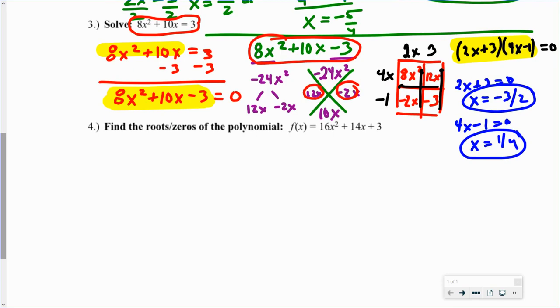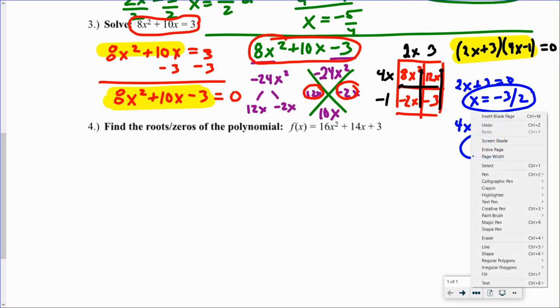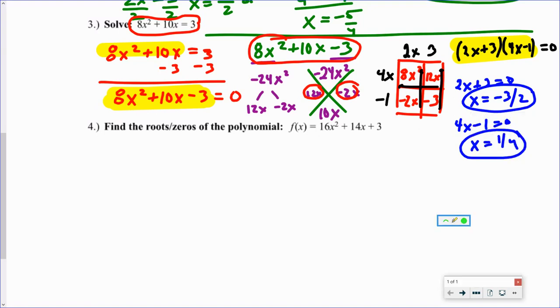Now, number 4. The directions are a little bit different, and the format in which the equation is given is a little bit different, and I want to highlight that for you right here. So if we look, here's your equation, and it's written in function form. It says find the zeros or the roots of the polynomial. So essentially what this is asking you to do is to find the x-intercepts of this function. We want to find out where the graph crosses the x-axis.